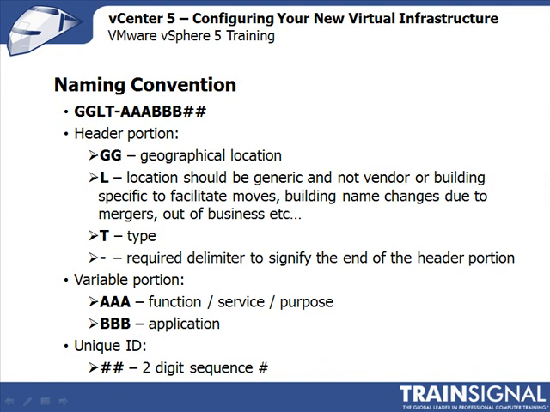Is this a physical server? It would be P. Is this a cluster server? It would be C. And then you have the delimiter here that is sort of like dividing these two sections. Now, the AAA will stand for function, service, purpose.